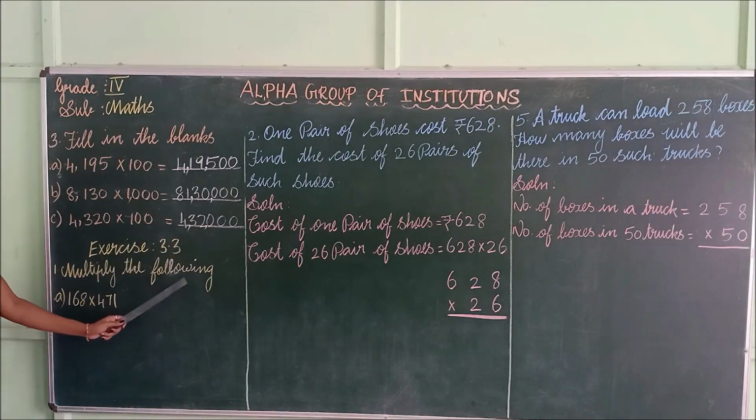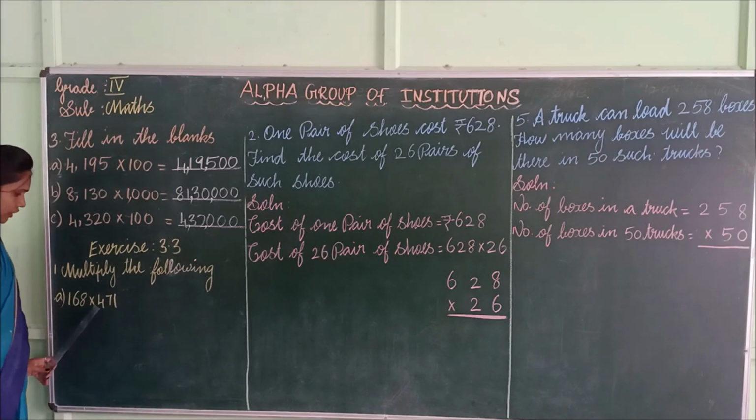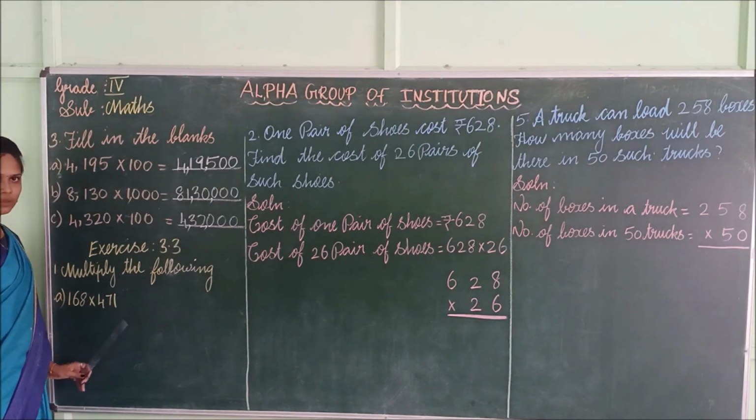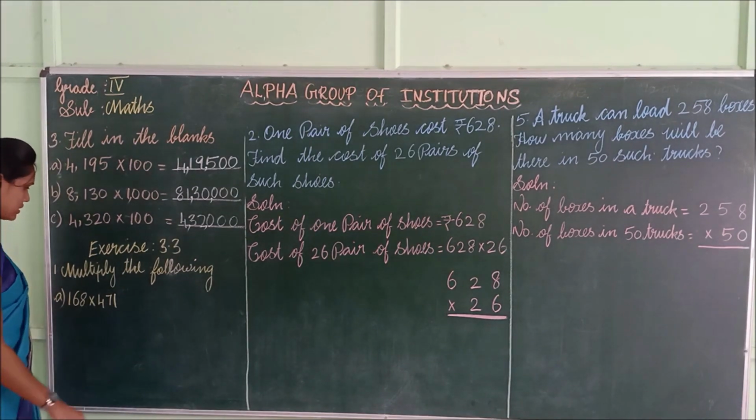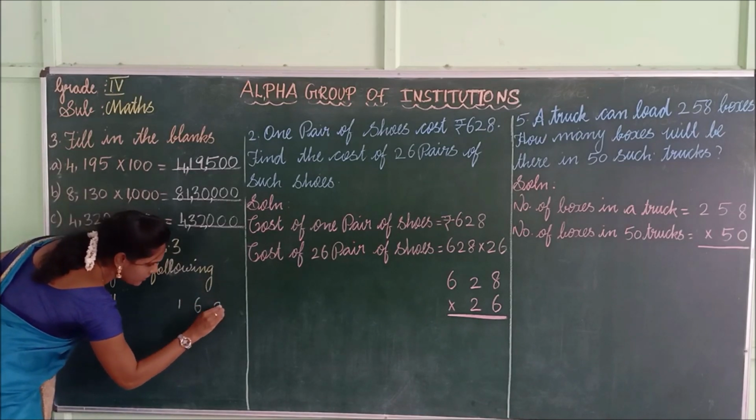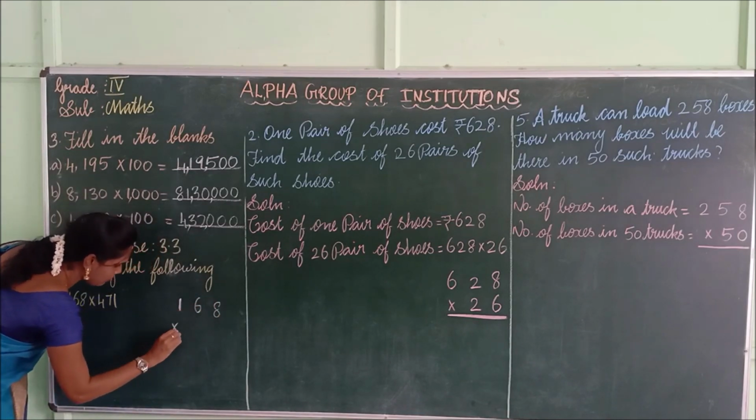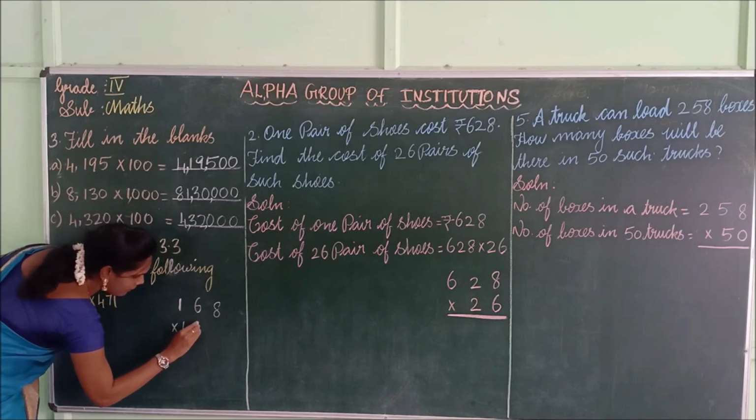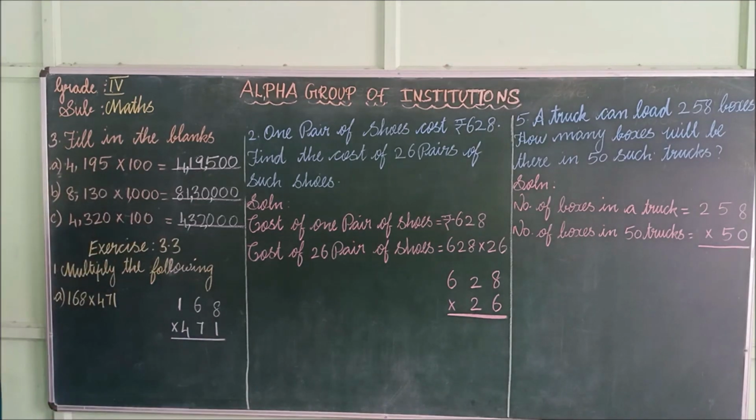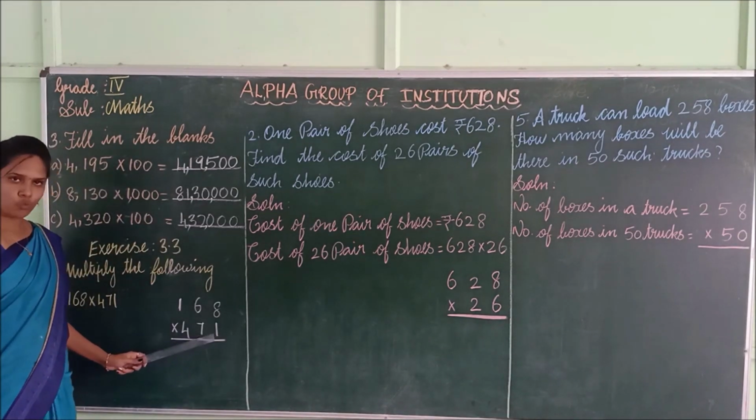Now we move on to exercise 3.3. Multiply the following. See the first problem: 168 into 471. Shall we multiply these two numbers? Yes. See children, 168 multiply 471. Okay children, so always we have to start from ones place.